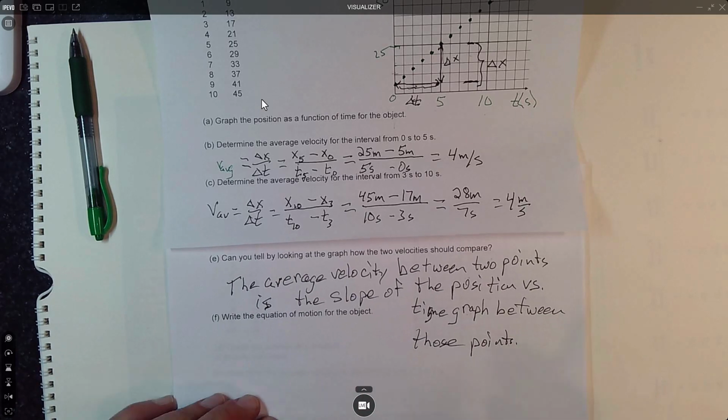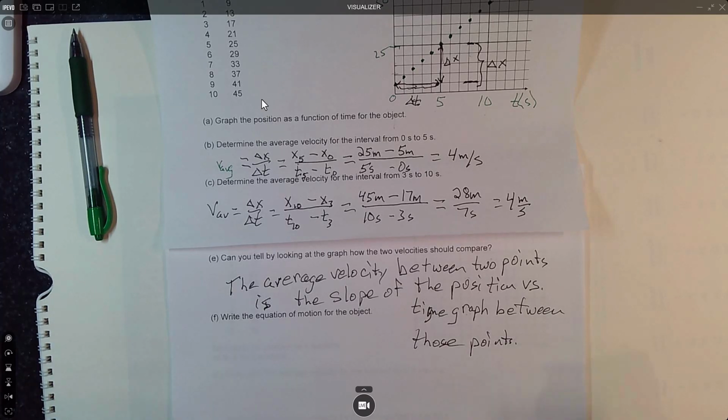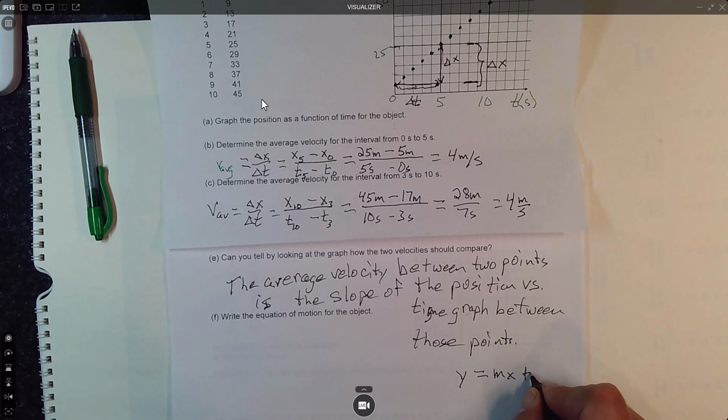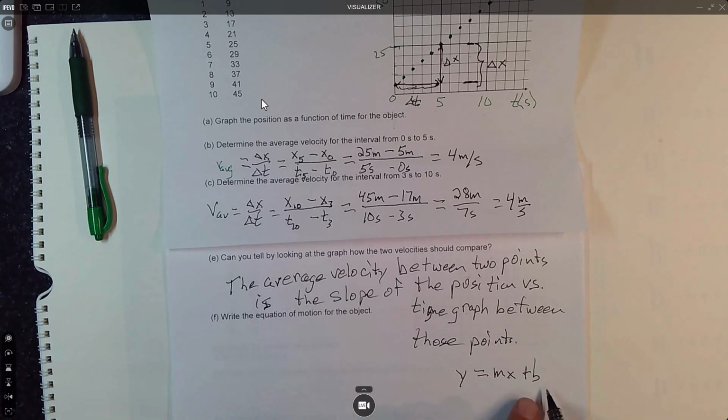Well, you may have done something like this in math class where you always have y on the vertical axis and x on the horizontal axis. You probably remember this equation, y equals mx plus b, where x is the variable on the horizontal axis and y is the variable on the vertical axis, and m is the slope of the graph and b is the position at time 0. It's the y-intercept or the vertical intercept.